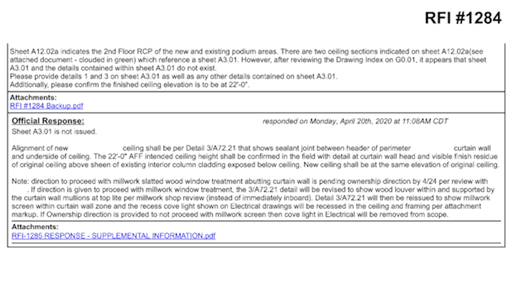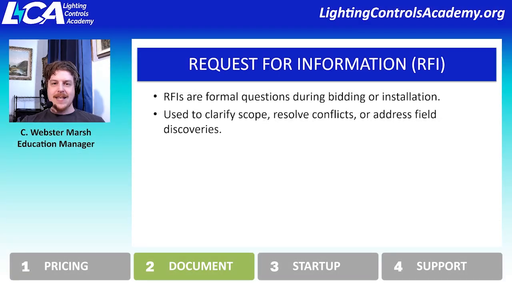It's oftentimes used to clarify if there's a scope conflict or a scope gap, or if there are any field discoveries. For instance, if you didn't realize there was asbestos above the ceiling and then you discover it, an RFI is going to come in and say, hey, there's asbestos, what do you want us to do? Because you asked us to tear the ceiling down, but now we need to do an abatement. That's part of this whole process if there are uncertainties about the project, especially in renovations or reconstructions.